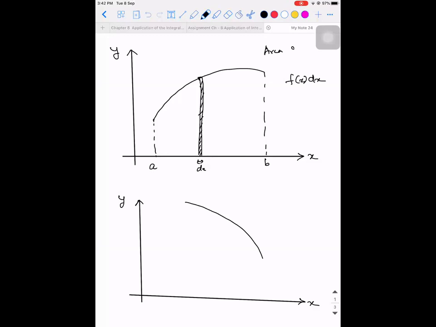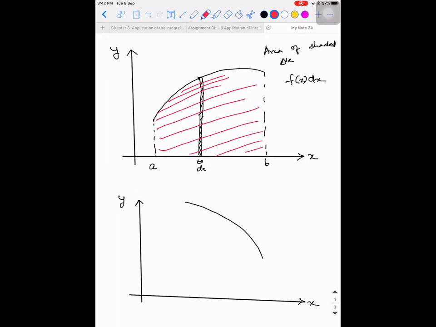Area of the rectangle is f of x into dx. But if I find many such rectangles between the points A and B, then how do we find the area made by this curve with the x-axis?